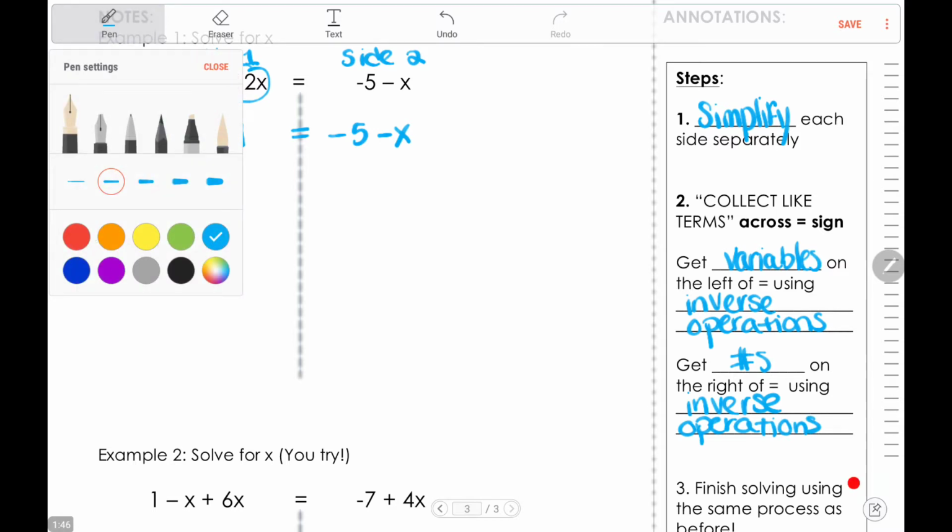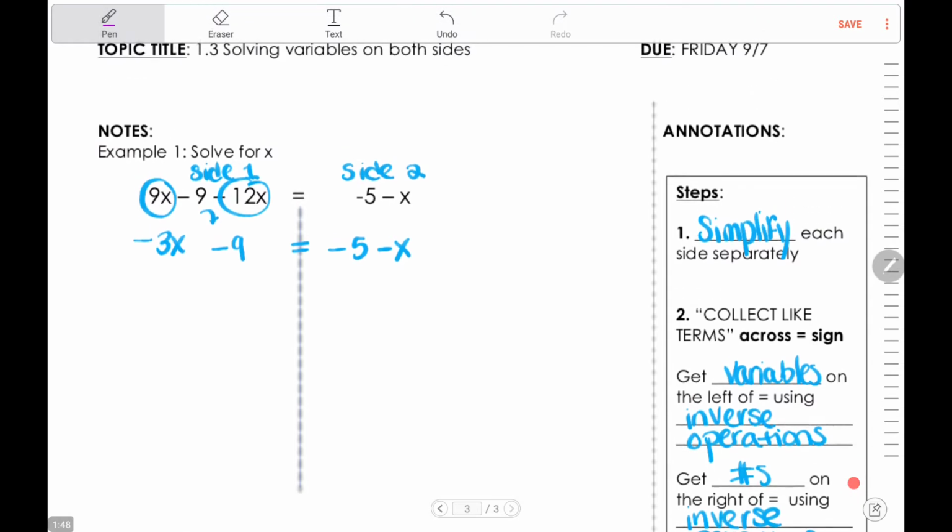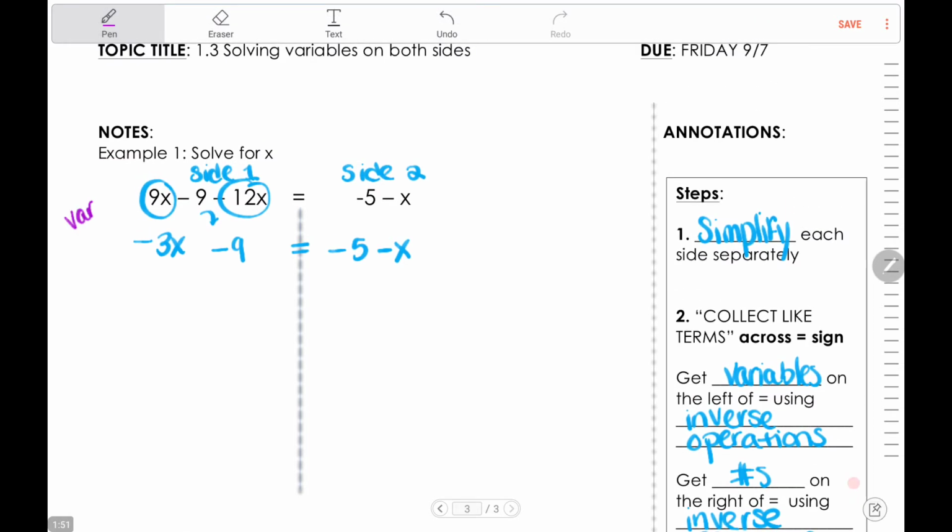So for example, if I want this side to be my side with the variables, and this side to be the side with my numbers, that means if here's a number, I don't want the number over here, right? I only want things with variables over here. So I've got to move it across the equal sign. And I want to line it up with its like term. So I want to combine it with this negative 5. But I can't just combine it. When I'm moving across the equal sign like this, I need to use my inverse operations.